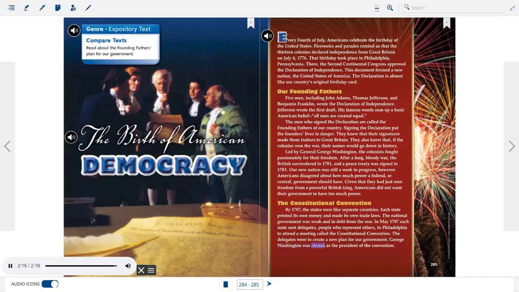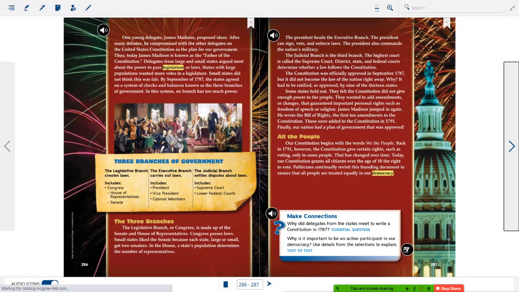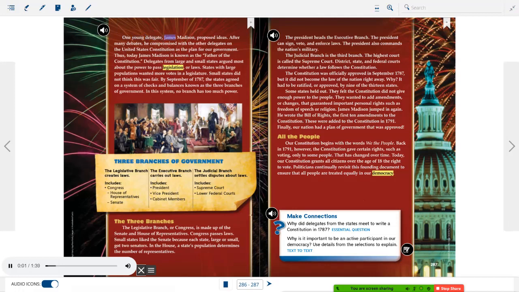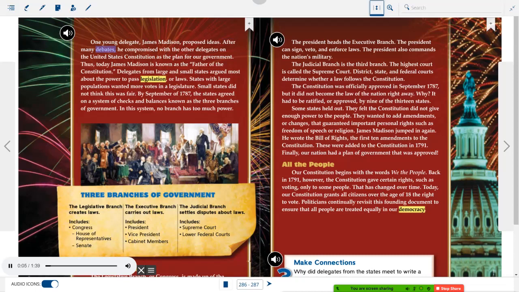George Washington was chosen as the president of the convention. One young delegate, James Madison, proposed ideas. After many debates, he compromised with the other delegates on the United States Constitution as the plan for our government. Thus, today, James Madison is known as the father of the Constitution.